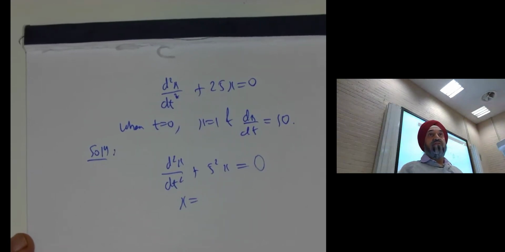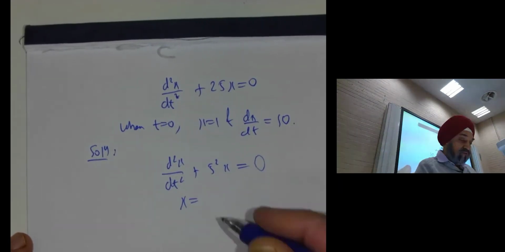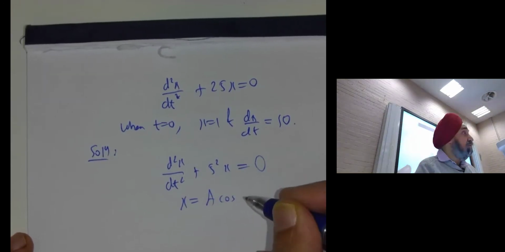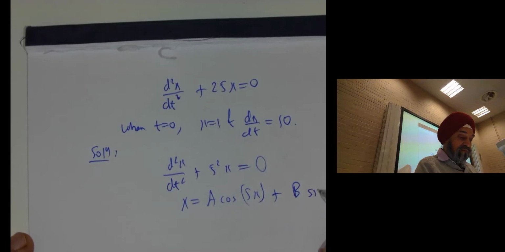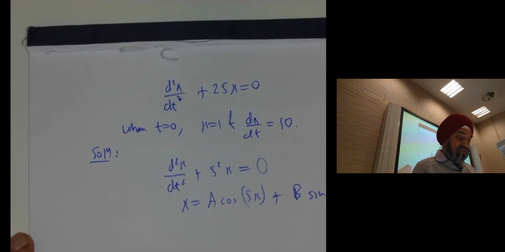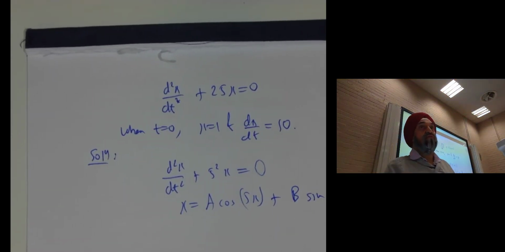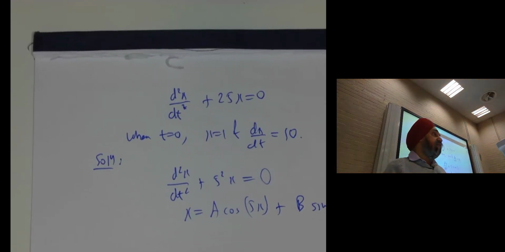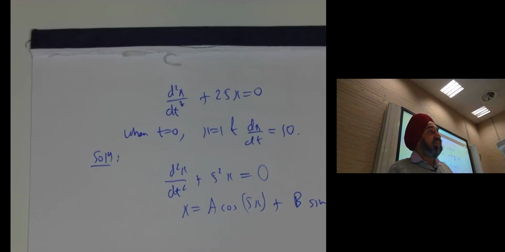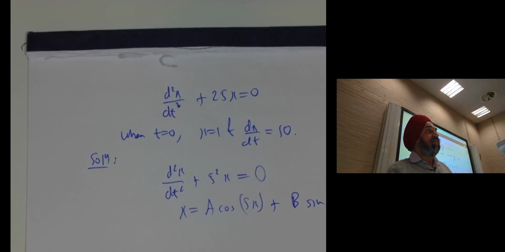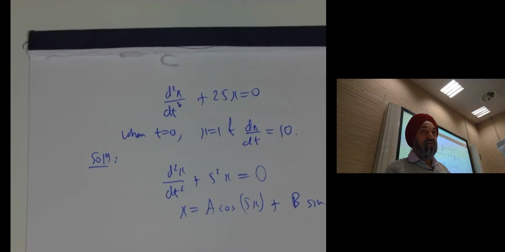K is 5. So what is x equal to then? A cos 5x, plus B sine 5x. Why is this a useless solution? X is not the problem, something else is the problem. You still haven't got A and B. We want to work out A and B.